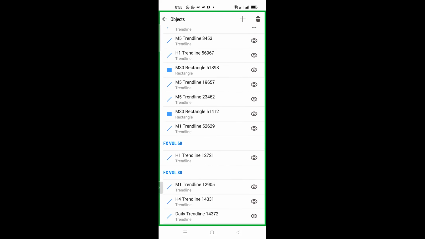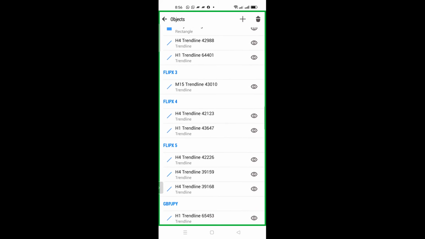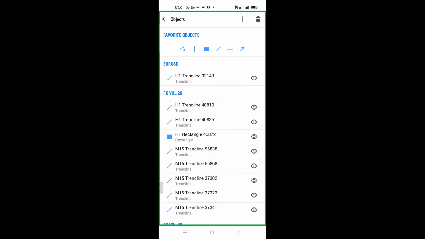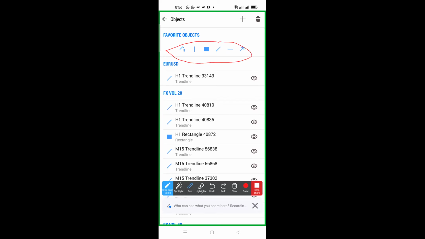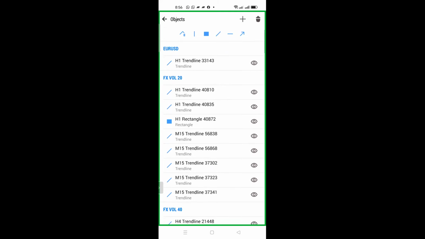It's going to tell you, okay, this is a 30 minutes rectangle. It's giving you the time and the price, all of this. Now, these ones on top here are the ones frequently used. They are here because I frequently use them. But let's assume what you are looking for is not here. You go to the very bottom.